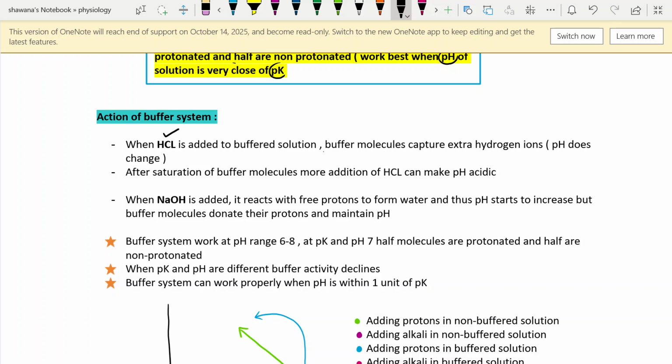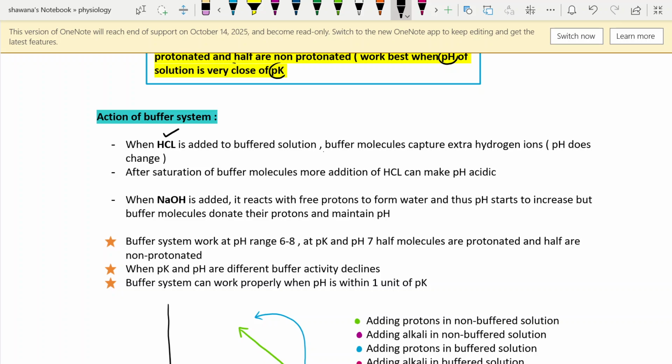When pK and pH are different, buffer activity declines. We know that when pH and pK are different, it means that they have a difference of a lot of units. For example, pK is 7 and pH is 2. So how is that buffer system going to work? No, it's not going to work. Its activity starts to decline. A buffer system can work properly when pH is within 1 unit of pK. For example, if pK is 6, then pH is 7, or if pH is 8, then pK is 7 or 9. Okay, a 1 unit change can be bearable.